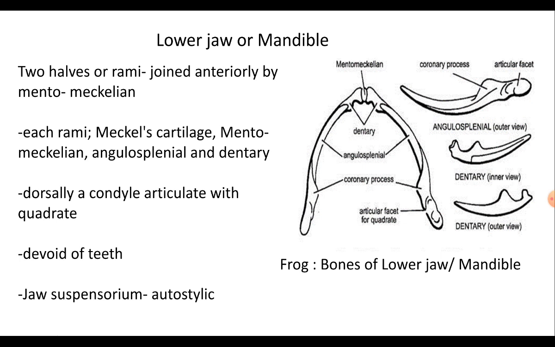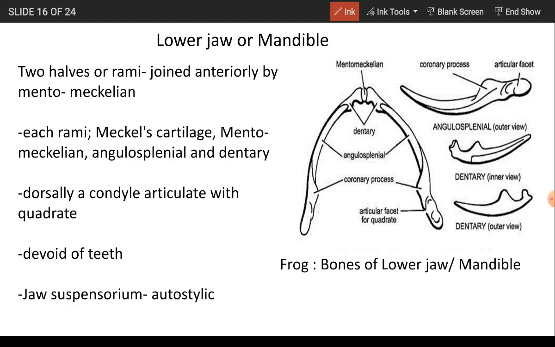Each half or ramus of the lower jaw consists of a core of Meckel's cartilage, which is surrounded by three bones. They are the mentomeckelian, the angulosplenial, and the dentary. These are the three bones of the lower jaw.